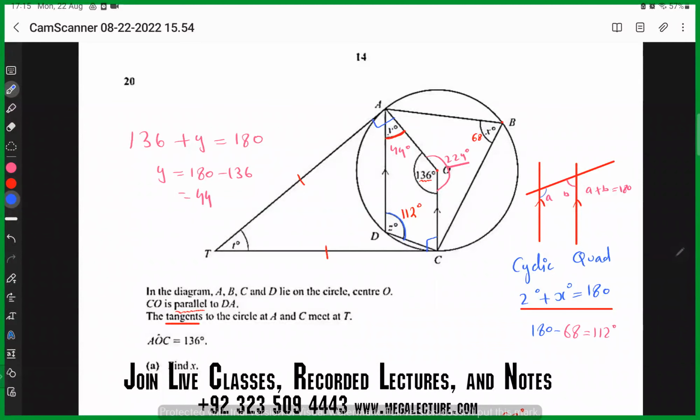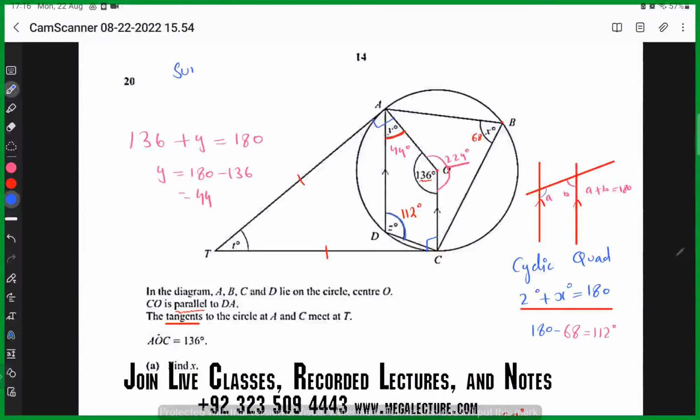And if you look at AOCT, it's a kite shaped thing. But what exactly is it? It is a four-sided figure. Can you guys find the sum of interior angles for a four-sided figure? You already knew that in the last class. Yes. It's 360, okay? What was the formula?